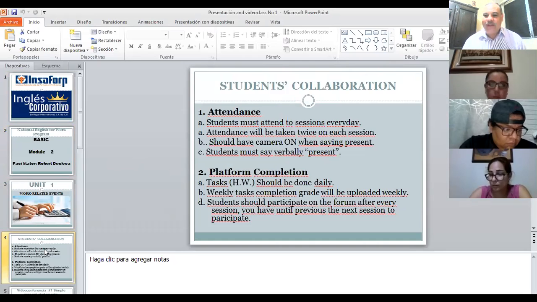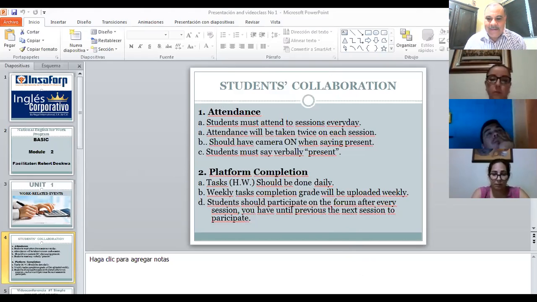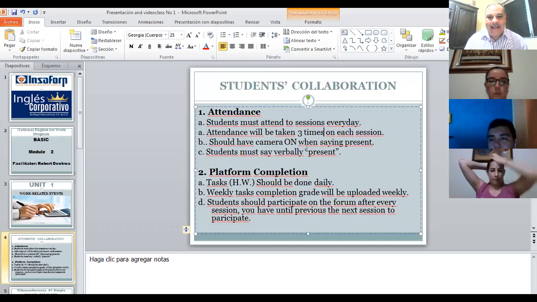Pero antes tenemos que hablar de ciertos aspectos que tenemos que cumplir, ¿ok? Por ejemplo, la attendance. Attendance es su asistencia. Dice, students must attend to sessions every day. Los estudiantes deben de asistir a sus sesiones todos los días. Attendance will be taken 3 times. Ok, ahora esto cambió. La asistencia va a ser tomada 3 veces durante la sesión.